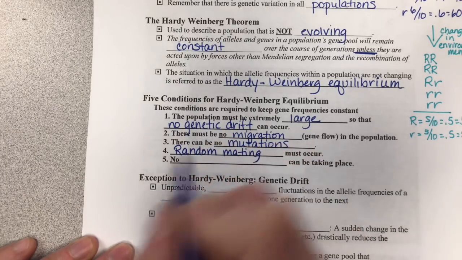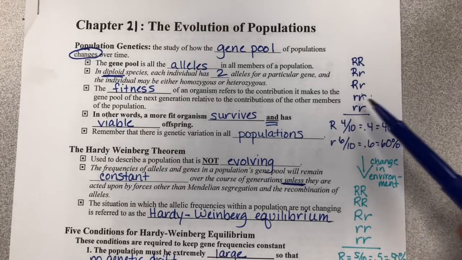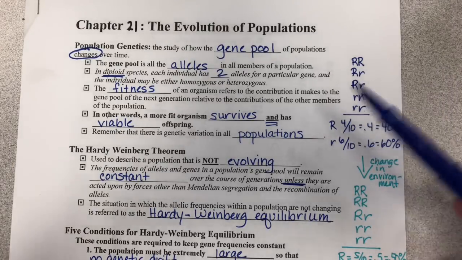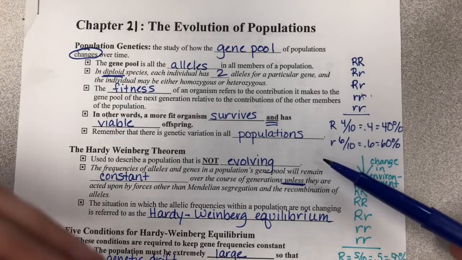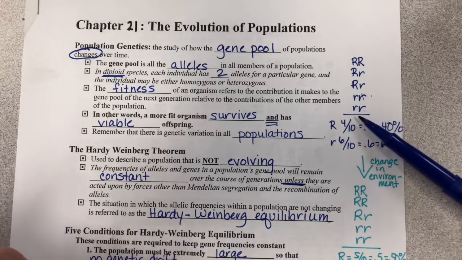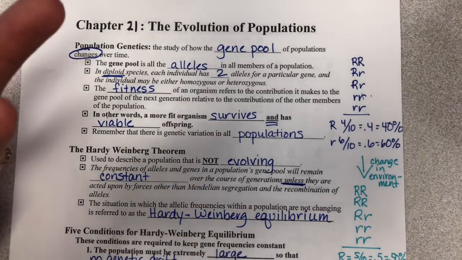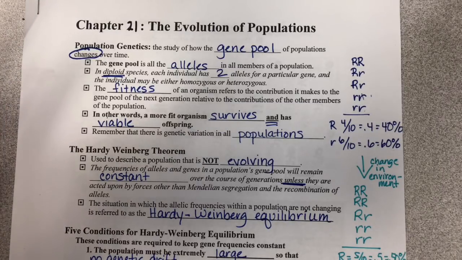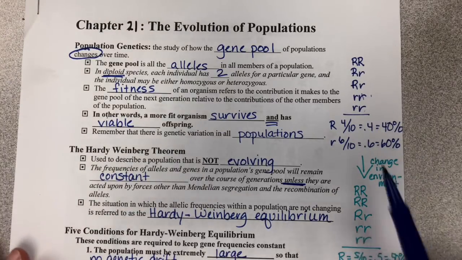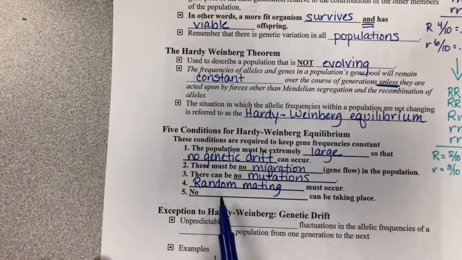Random mating must occur, so you can't choose who you're going to mate with based upon any traits that they have. It has to be totally random, because if you're choosing based upon traits, and you're looking for little r, then that little r is going to go up in frequency in the population. For that frequency to stay the same from generation to generation, that can't occur. So you have to have random mating.